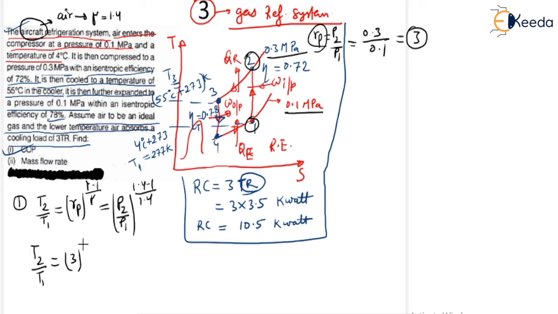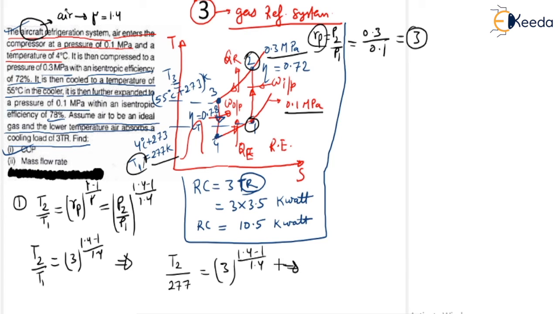3 raised to the power (1.4 minus 1) upon 1.4. So the final value of T2 by T1 is what? And here this T1 temperature is also given. So you can write this equation again like this: T2 by, what is the value of T1? 277, and here 3 raised to the power (1.4 minus 1) upon 1.4.